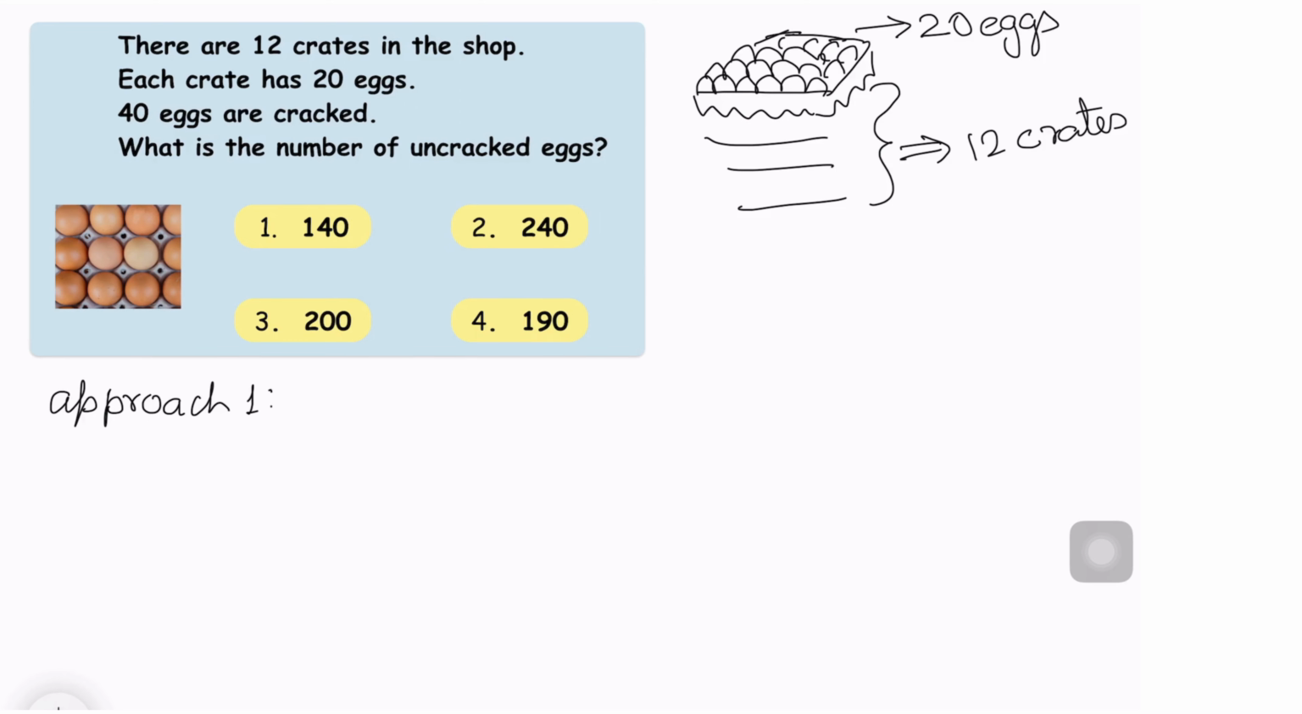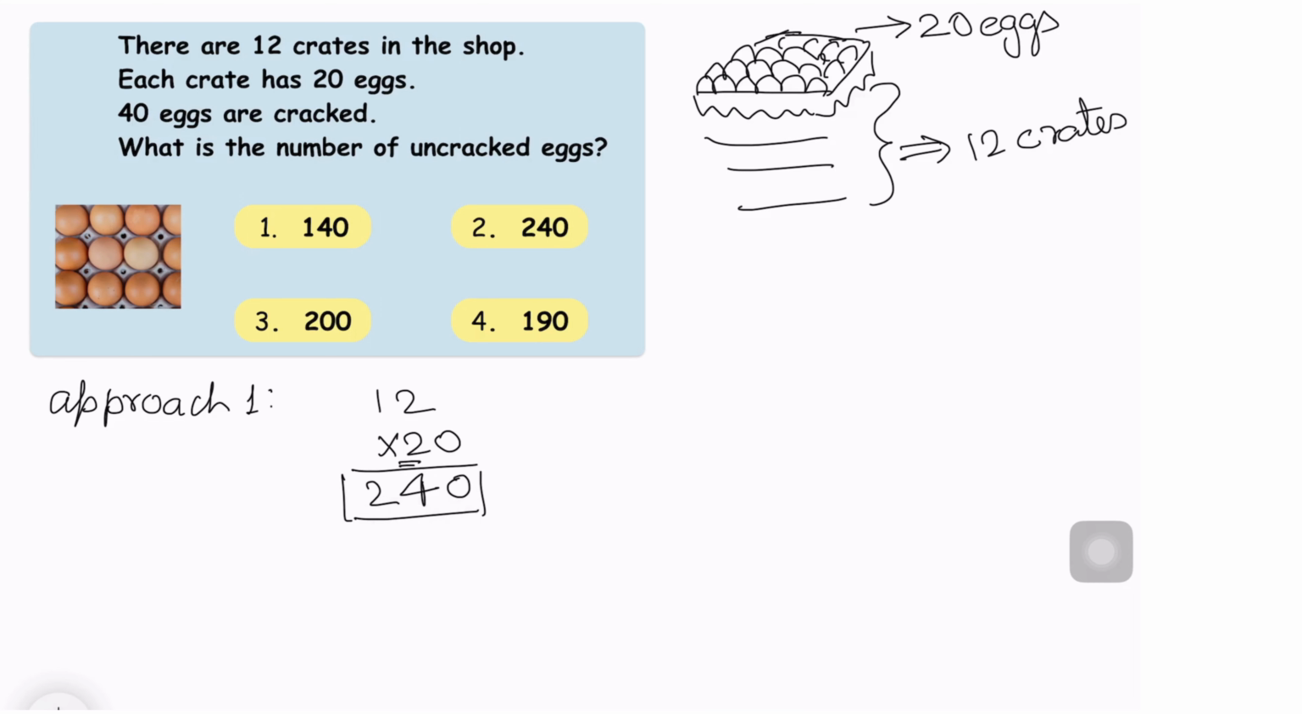Okay, so first we will find the total number of eggs. 12 crates, each crate has 20 eggs. As I told you, if there is a 0 in the end, you can either ignore it for the time being or just write it down as it is. Now we will multiply 12 by this number 2. 2 2s are 4 and 2 1s are 2. So in total there are 240 eggs.